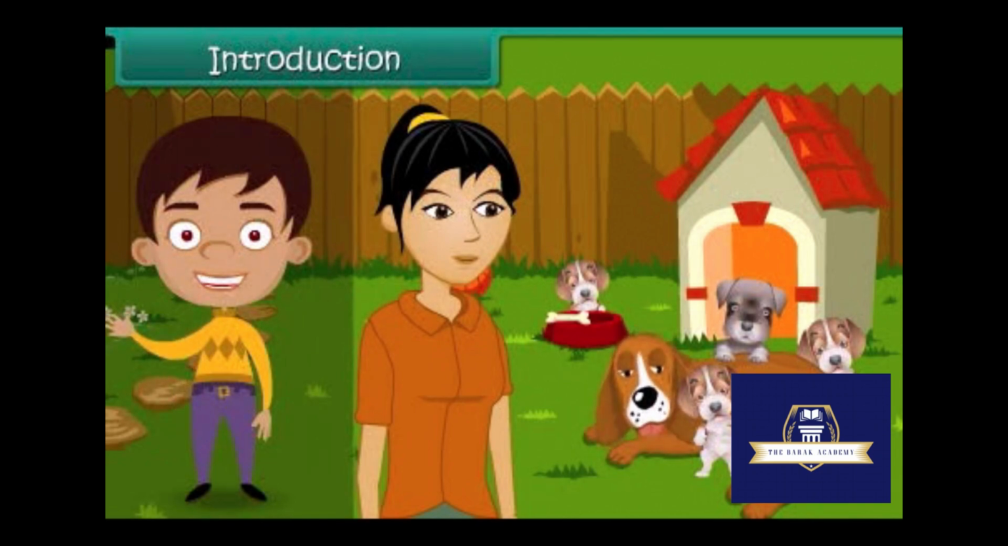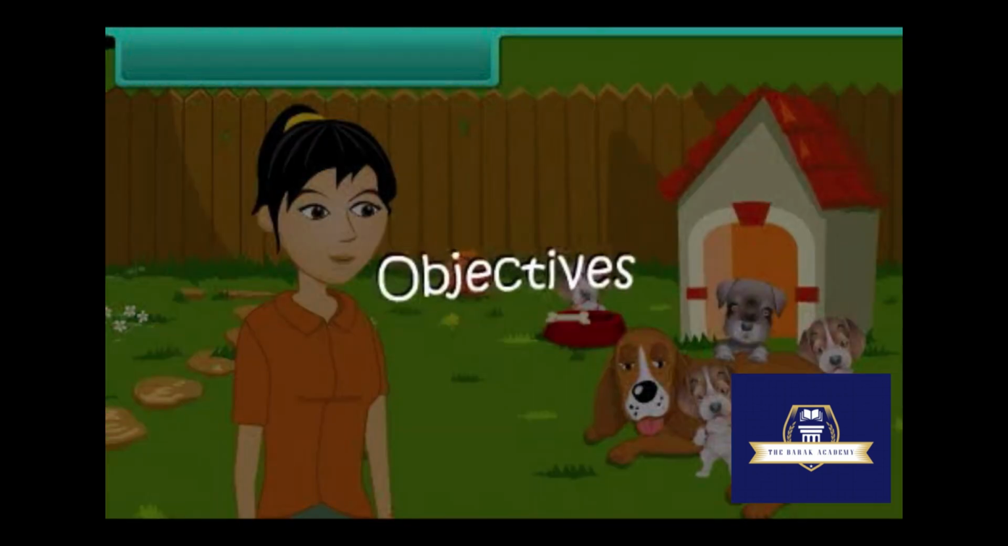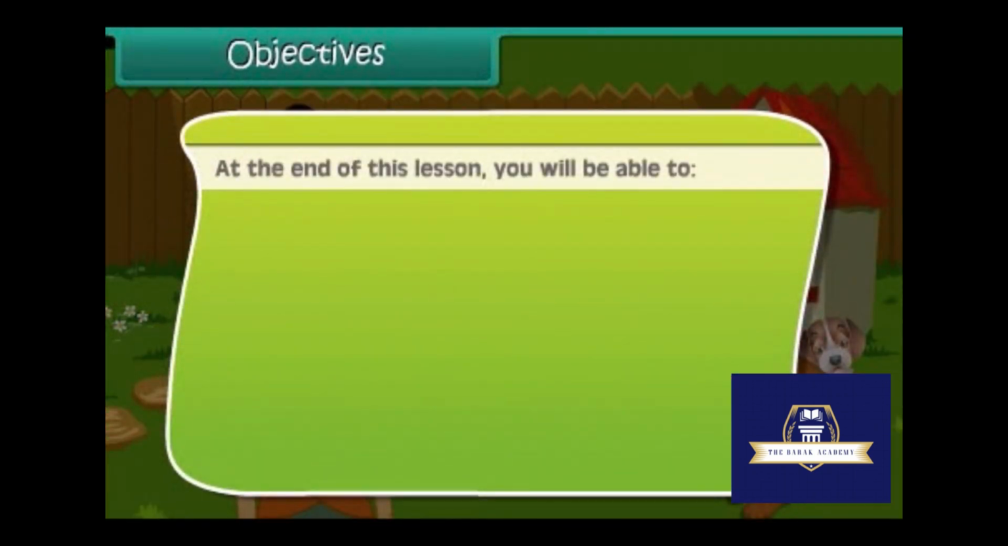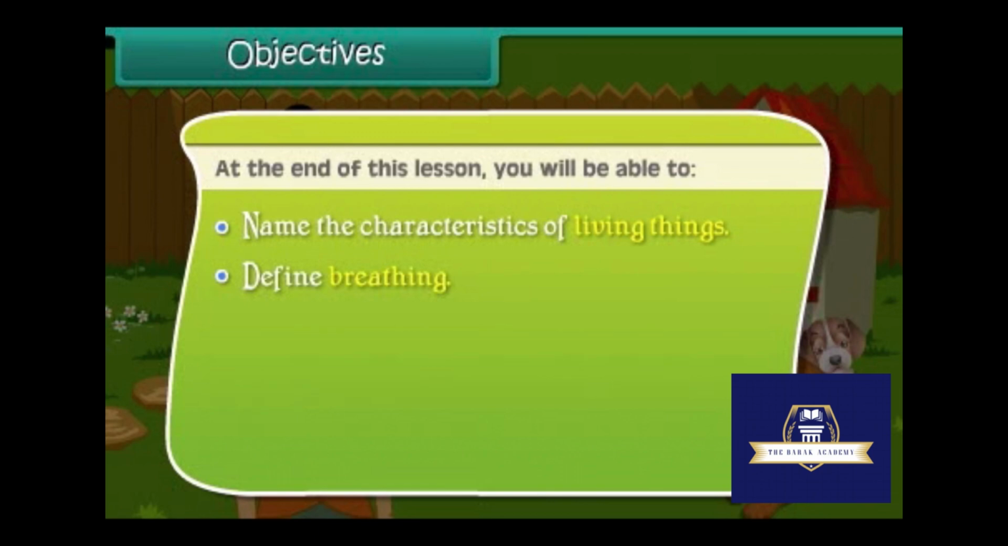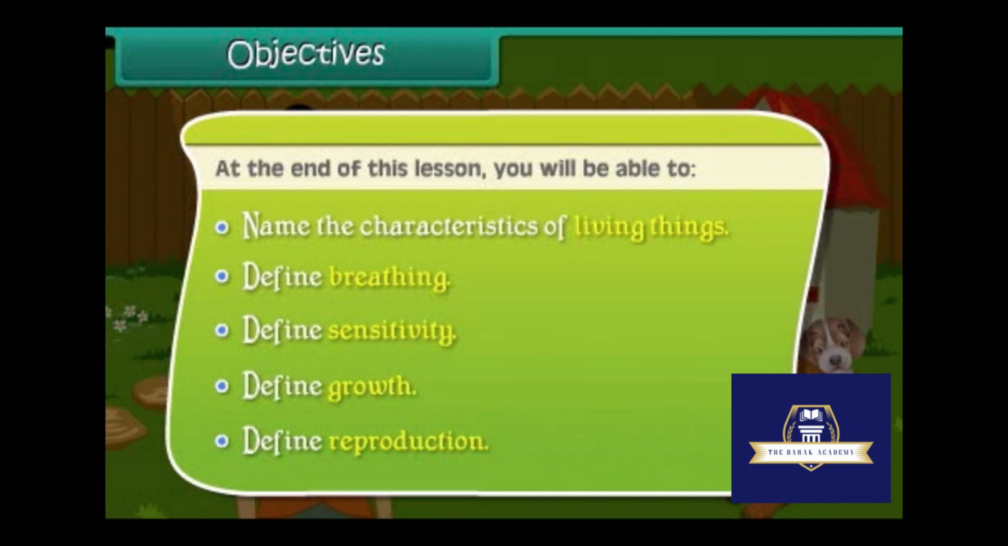In this lesson, you will learn about living things and their characteristics. Objectives. At the end of this lesson, you'll be able to name the characteristics of living things, define breathing, define sensitivity, define growth, define reproduction.